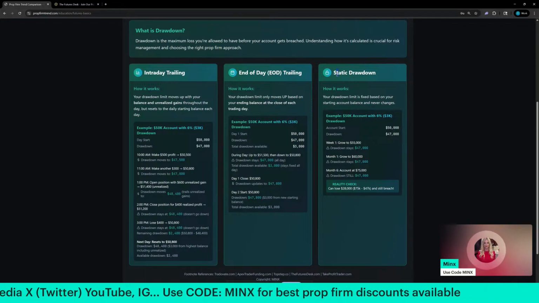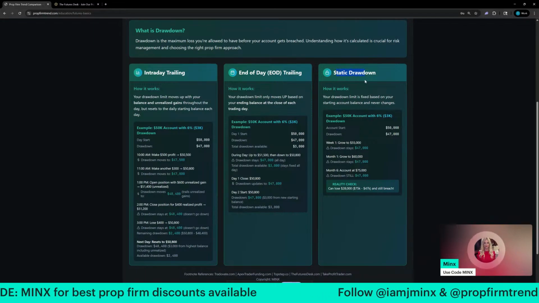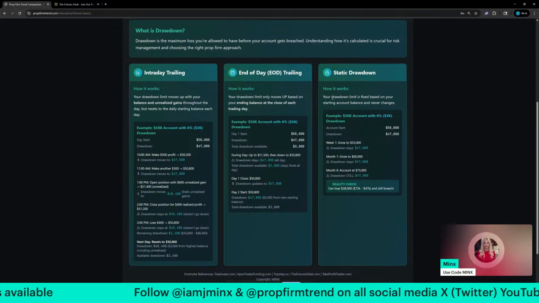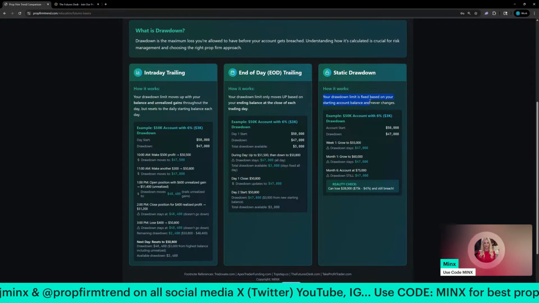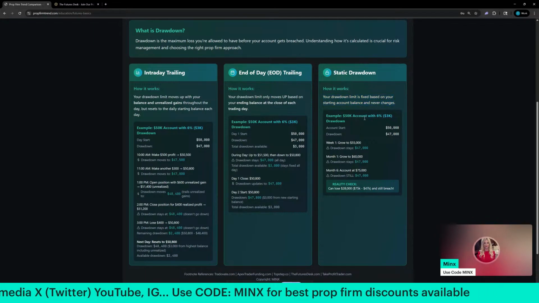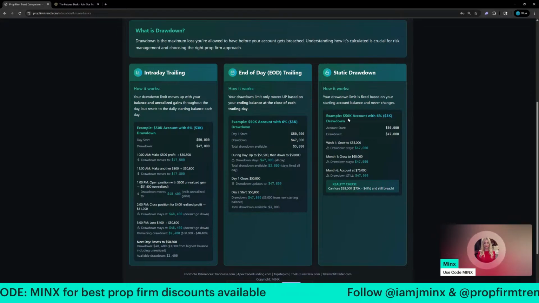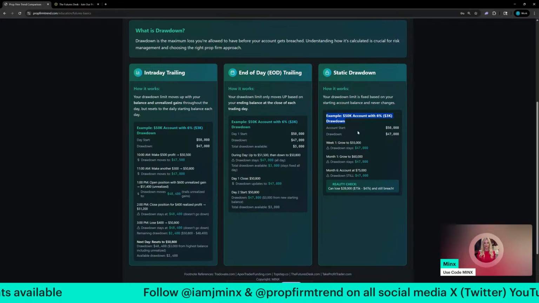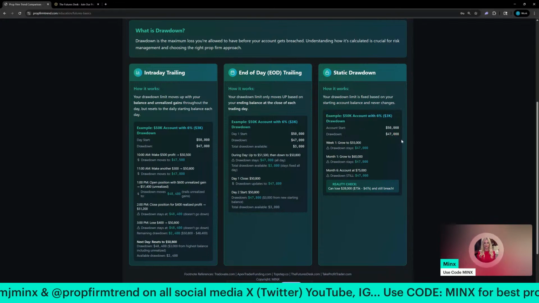Now, the third type of account is called a static drawdown, and this is probably one of the best. And like I said, the futures desk has it. You can get it up to $6,000. But how this one works is your drawdown limit is fixed based on starting account balance, and it never changes. Okay. So, for example, let's do the same thing. 50K account with 6%, so $3,000 drawdown. Account starts at 50,000. Drawdown is 47,000.